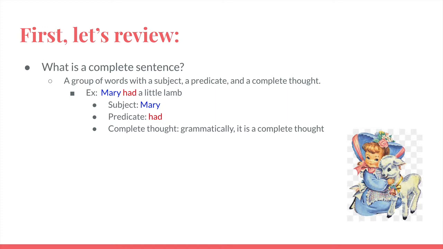So, for example, if you have "Mary had a little lamb," your subject is Mary, your predicate is "had," and your complete thought is just that chunk by itself. Because grammatically, what a sentence requires in order to have a complete thought is just one complete idea that contains a subject and a predicate and doesn't leave the reader hanging in any way.